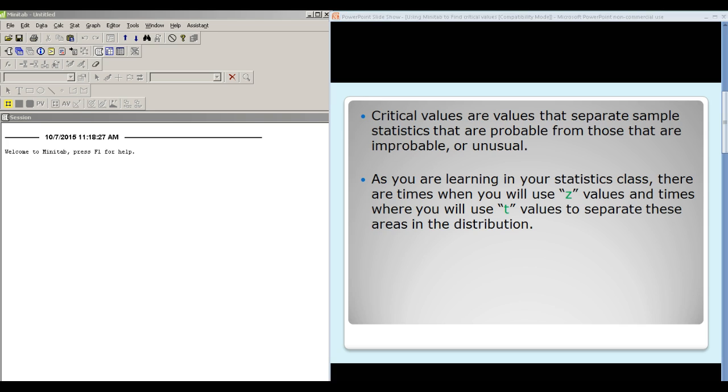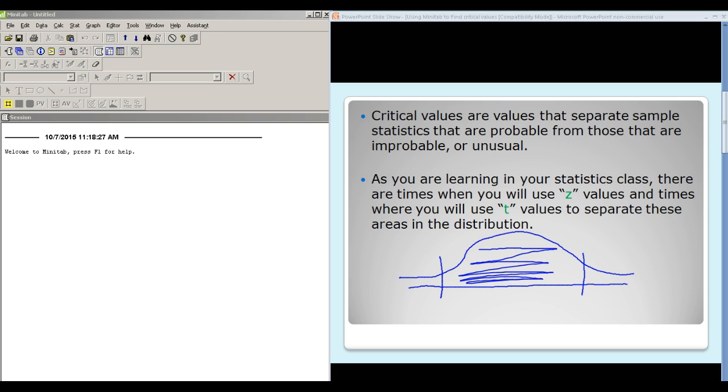Now, when you have a distribution, it's going to look like this. And you're going to have these critical values right here that separate this area of probable values from your area of improbable values right here. And here are your critical values, either z or t. So it depends on which type of distribution we're using.